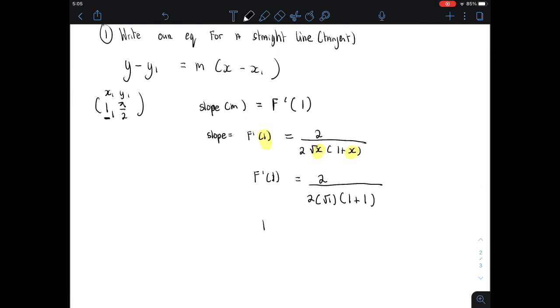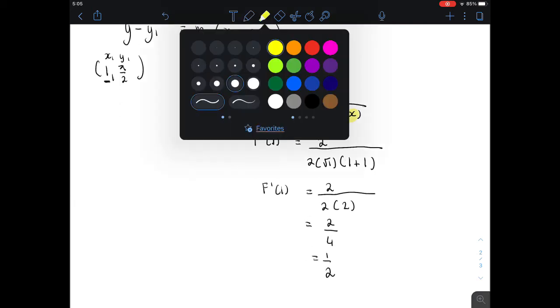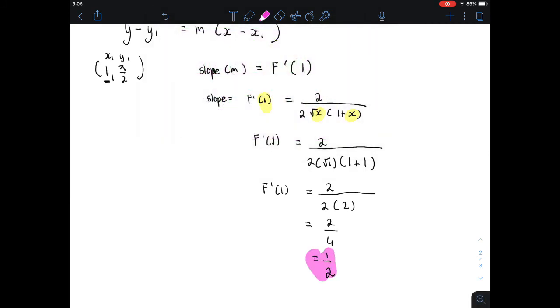Okay, let's tidy this up. f prime of 1 equals 2 over 2 times root 1, which gives you 1, times (1 plus 1), which gives us 2. This is equal to 2 over 4, which simplifies to a half. Our slope equals a half. From here, we have the slope of our tangent and we have a point on our tangent.